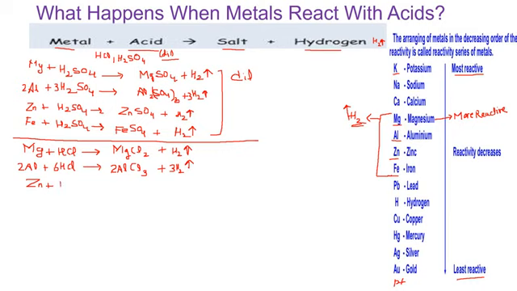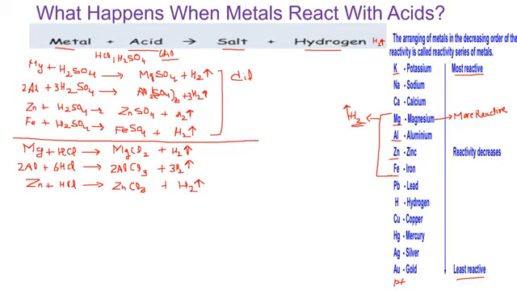Then comes zinc plus HCl gives you zinc chloride, ZnCl2. Chlorine has 1 valency, so that valency will go to zinc, and zinc has 2 valency, that valency will go to chlorine. So zinc has 2 valency, that will go to chlorine, and chloride has 1 valency, that will come to zinc.